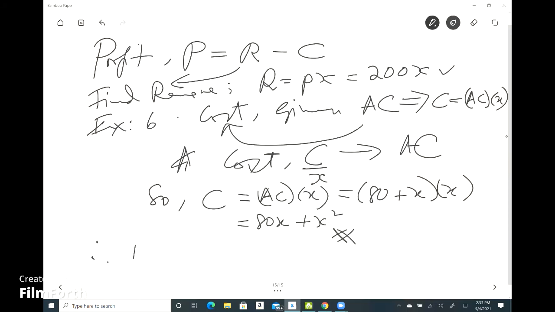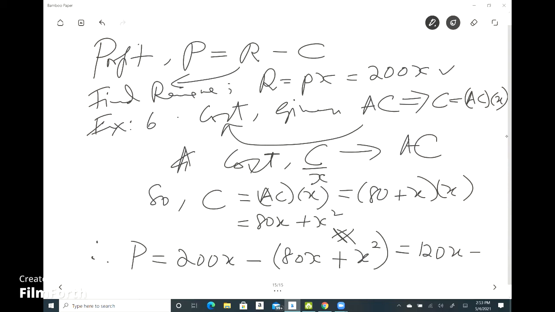So therefore, the profit is equal to 200X take away the cost. Now make sure you bracket the whole terms of the cost. If you miss the bracket, sometimes we may make the mistake. So plus X squared. Now you can simplify. That will be equal to 120X minus X squared. Now take the marginal profit. So differentiate the profit, you get the marginal profit.